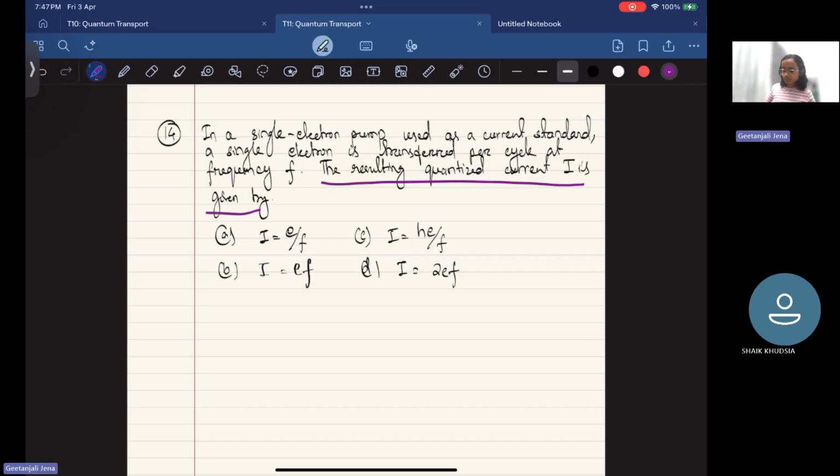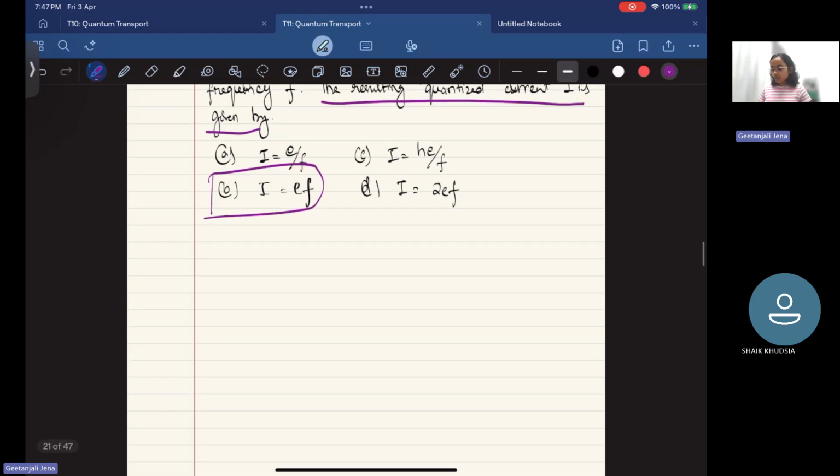Yes, option B is the correct option. So I is E by time, and 1 by time is nothing but frequency.